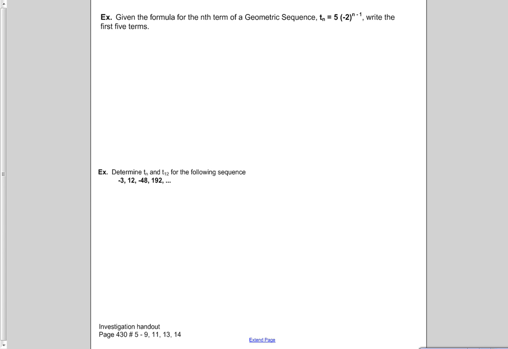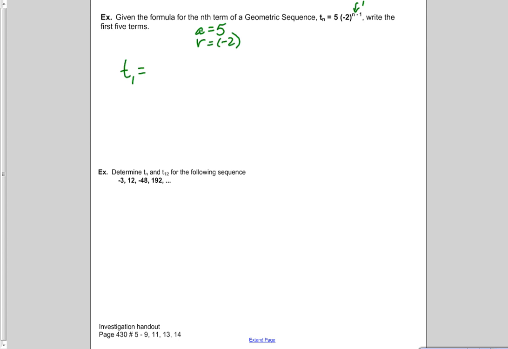Given the formula for the nth term of a geometric sequence, Tn equals 5 times -2 to the n minus 1, write the first 5 terms. So our initial A is 5. Our ratio is -2. Just looking at the form we had on the previous page. Is that true? If I have T1, will I get 5 as I'm expecting to? Let's put a 1 right where the n is.